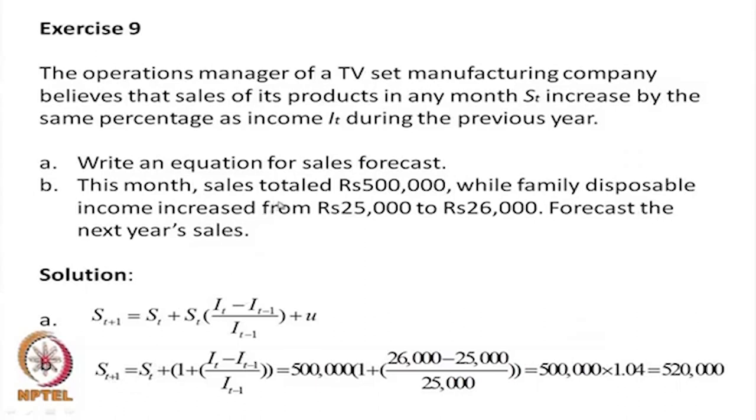Now, the next part of the question is, if the values are given, you just put the values here. We put 500,000 as St, which is taken outside. So it is 1 plus, income increased from 25,000 to 26,000, so (26 minus 25) divided by 25, and that results in a value of 520,000 rupees, that is the next year's sales.